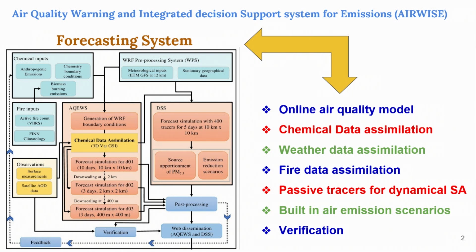So you get information about what sectors and what sources are contributing to the air quality in that particular grid, and in what way you can control the air quality, what are the sectors that should be targeted to manage the air quality in Delhi. And this system also has a built-in air emission scenario. So you can implement a different air emission scenario and see how much air quality will exceed the levels or will control the level. So that kind of scenario is also built in this system.